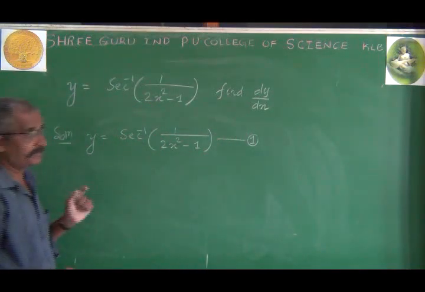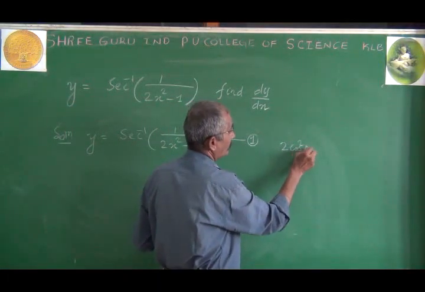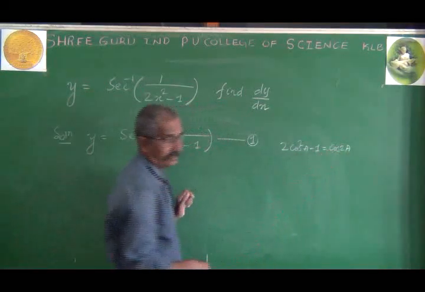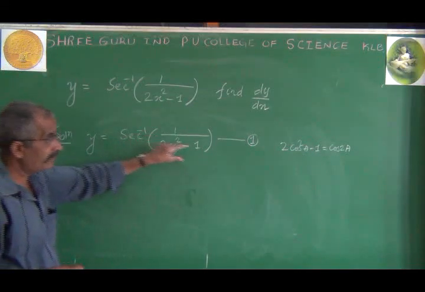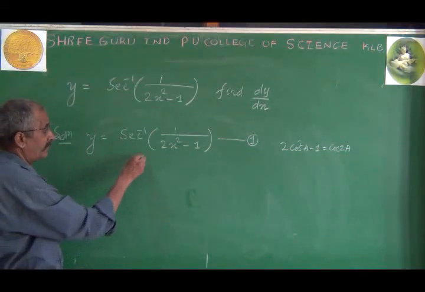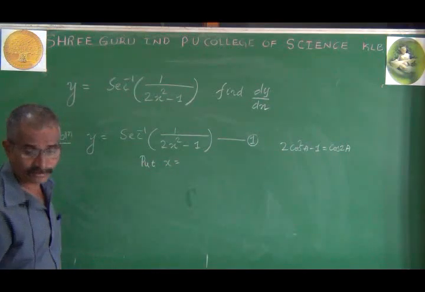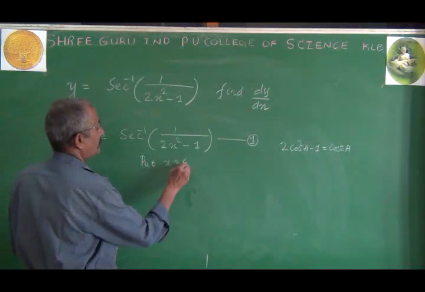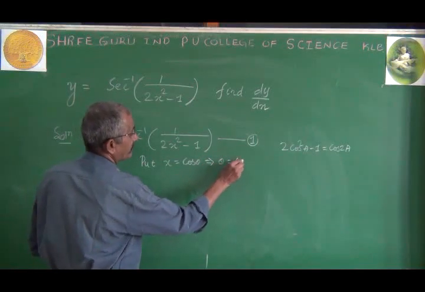Now recall the PUC first year formula: 2 cos square a minus 1 is cos 2a. Moreover, the expression in our denominator resembles that format. So for that format, we put x equals cos theta. On substituting x equals cos theta, it implies theta equals cos inverse of x.